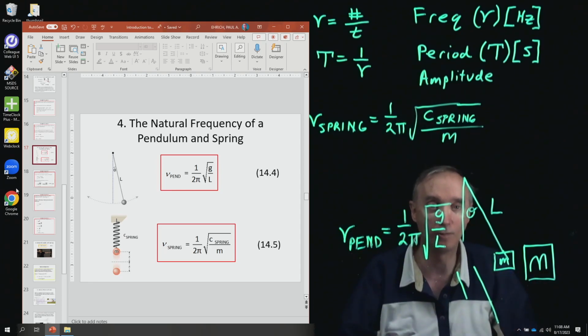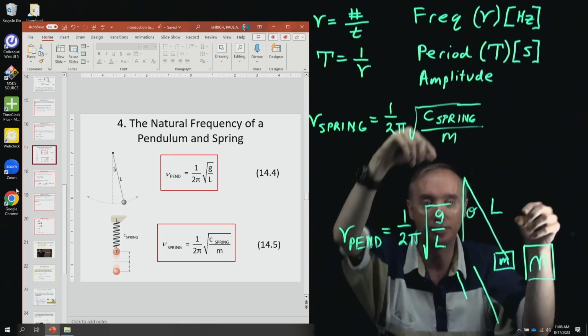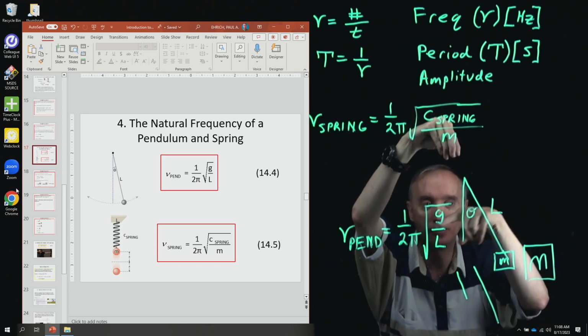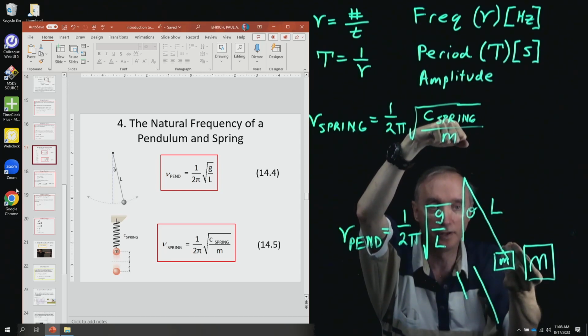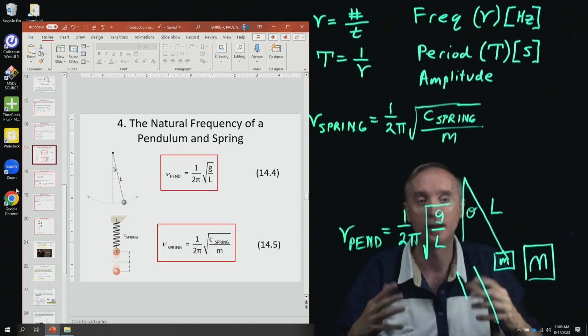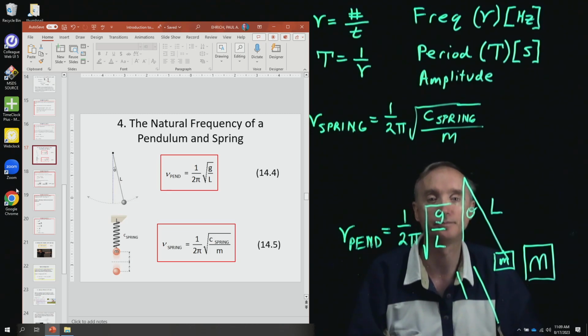You could do this at home. All you need is some string, put a weight on the end of it, and watch it go back and forth. Then wrap some of the string around your hand so it's a smaller length, repeat the experiment, and see what happens.